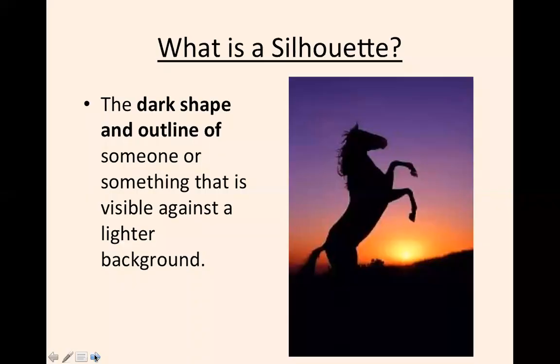What is a silhouette? Well, it is the dark shape and outline of someone or something that you can see visible against a lighter background. So see the horse. There are no details shown on this horse. We don't see how his mane grows out from his neck. We don't see his eyes. It's just this dark outline of the horse against that lighter sunset background. That is a silhouette.